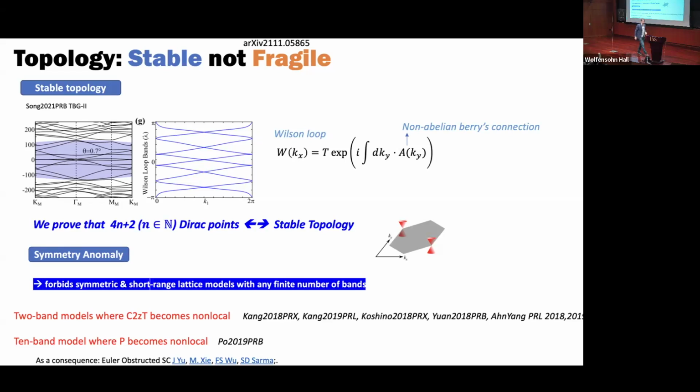So the topology of the model is related to the fact that you have these 2 Dirac nodes of the original graphene model that are stable because of some other symmetry, C2Z times T, to twisting.